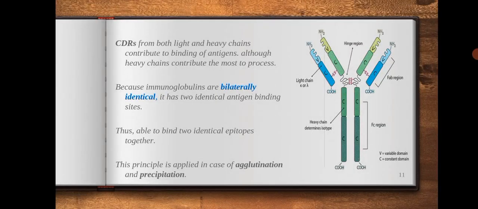CDRs from both light and heavy chains contribute to the binding of antigens, although heavy chains contribute the most to the process. Because immunoglobulins are bilaterally identical, they have 2 identical antigen binding sites, thus able to bind 2 identical epitopes together. This principle is applied in case of agglutination and precipitation.